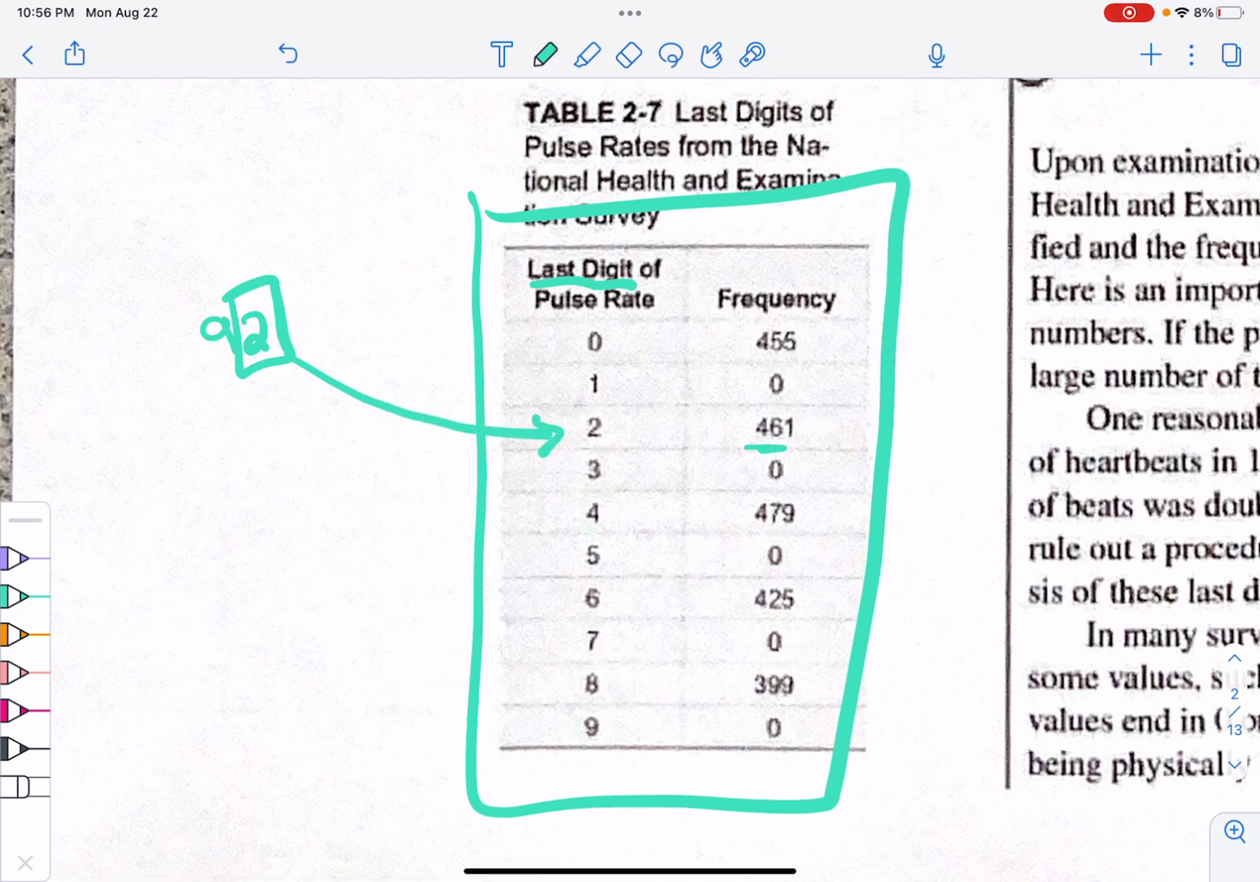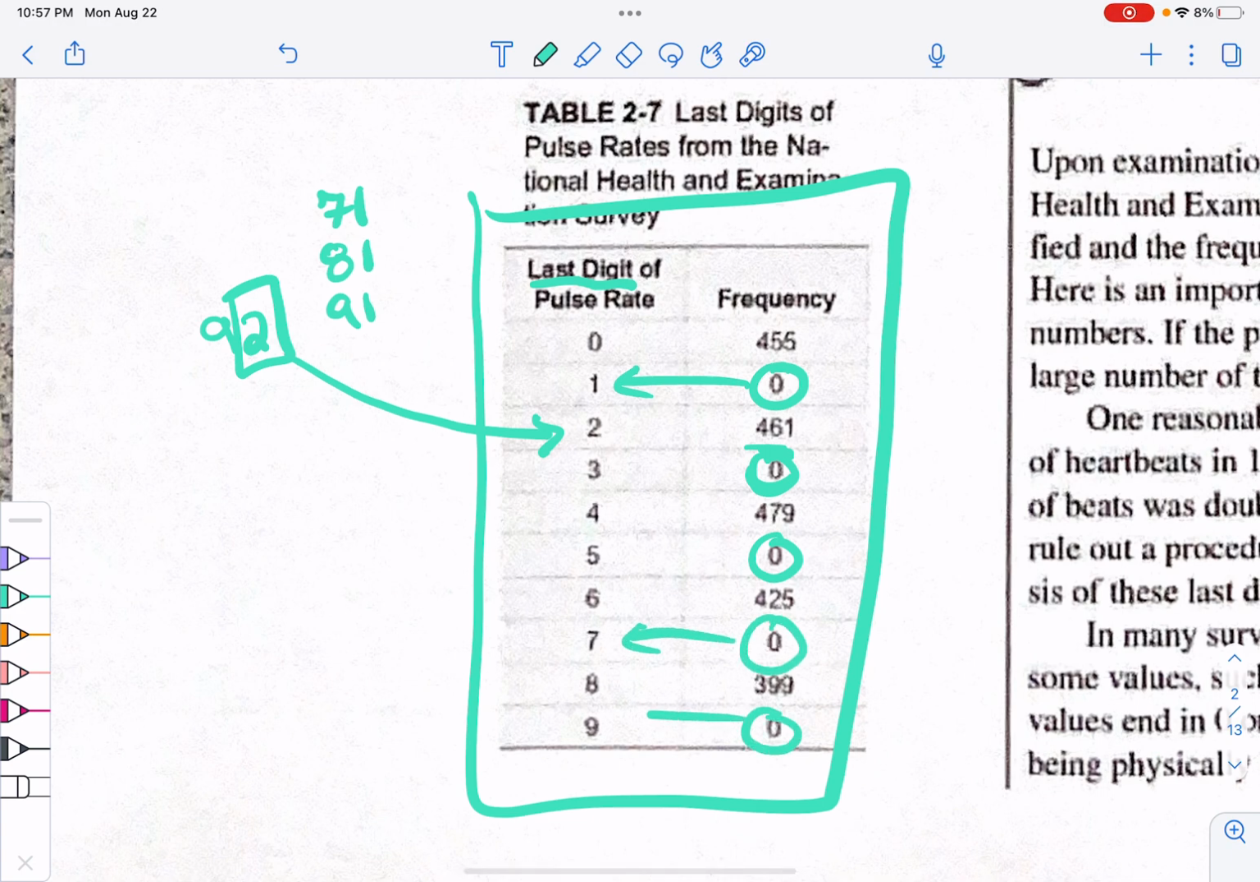Okay. Now, if I ask you to take your pulse, we have 0 people that are getting 1 for a last digit. So nobody is getting 71 or 81 or 91 as a pulse, right? Nobody's getting any of those numbers. Nobody's getting a 73, an 83, 93, anything that ends in a 3. Nobody's getting anything that ends in a 5. Nobody's getting anything that ends in a 7. Nobody's getting anything that ends in a 9, okay? And so we have to think about why that is. Is that really that 0 people had a pulse of 71 or 0 people had a pulse of 81?